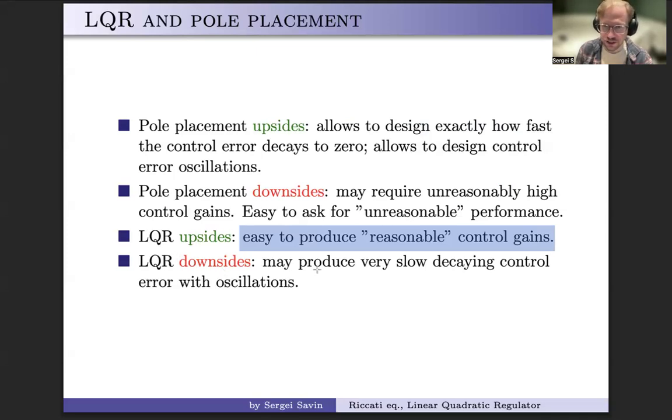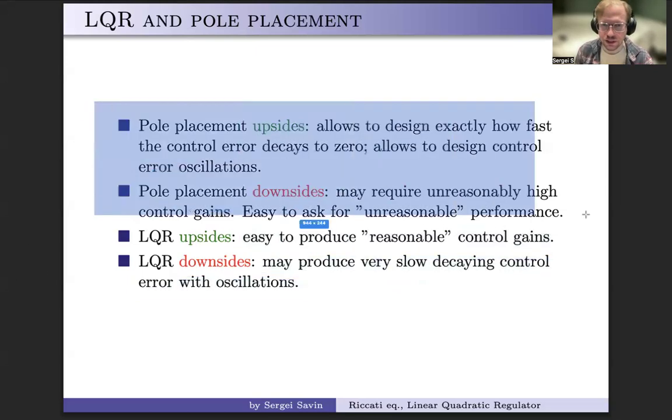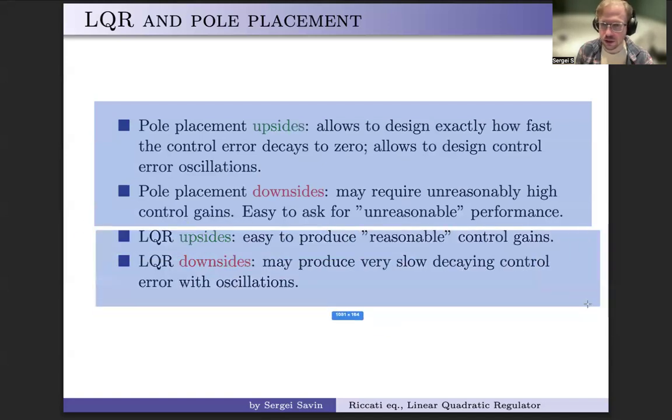The downsides: if your system prefers to decay slowly, it is very likely that LQR will allow it to do it. Same with oscillations. It's not going to fight against them. So it is the polar opposite of pole placement. This guy, very easy to ask for bad things, but you can ask for exact performance if you want. Here, very easy to ask for good things, but performance may suffer.